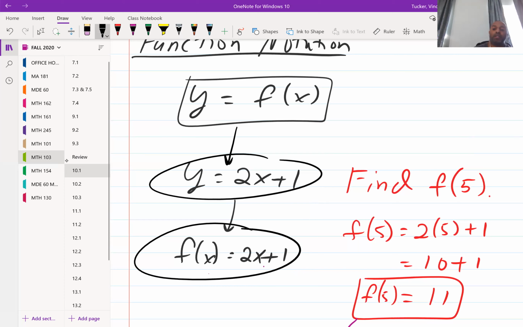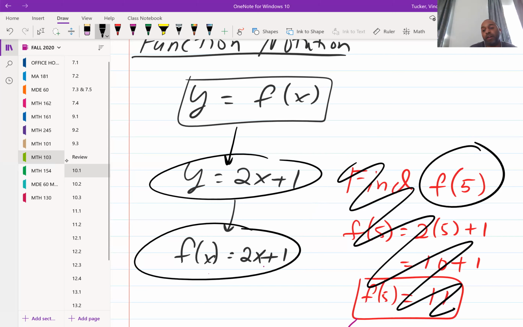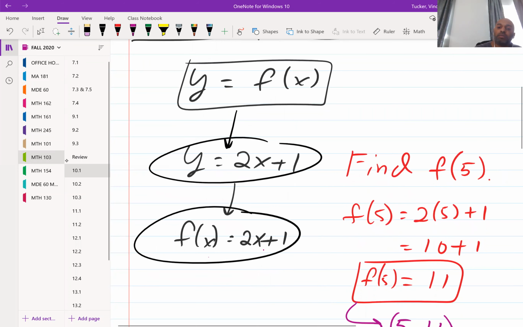So what that means is, let's say I just had f of 5. It didn't even say find f of 5, but it says f of 5. If I want to know f of 5, because I know what f of x is, I can find that. All that means is that I'm going to take 5 and plug it into my function wherever I see x. So that's what we're looking at right here.